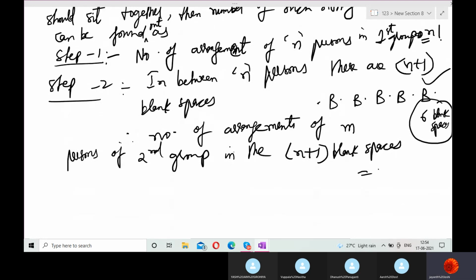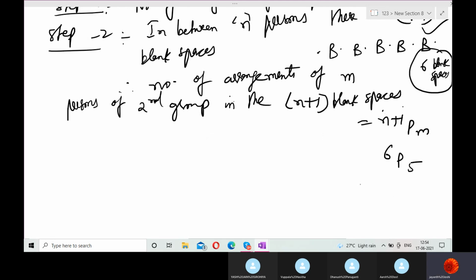is equal to (n plus 1)Pm. That means 5 boys plus 1, that is 6 blank spaces, P number of girls. Now I think there are 4 girls, correct? So all the boys can arrange themselves in 5 factorial, so 5 factorial into 6P4 ways. That is the answer. I took 5 boys according to my question.